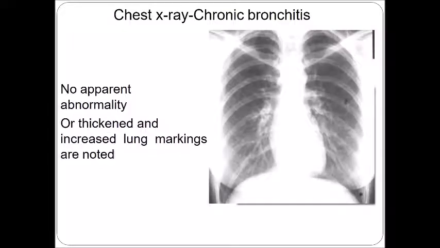Now let us discuss what will be the X-ray findings in chronic bronchitis patients. So sometimes there will be no apparent abnormality visible in the X-ray of chronic bronchitis subjects. Sometimes thickened and increased lung markings are noted. Bronchovascular markings, white colored markings, are more prominent than in normal subjects.